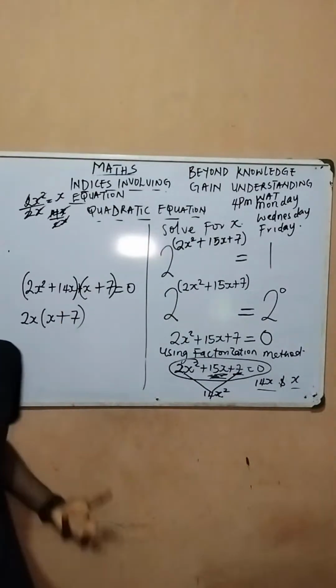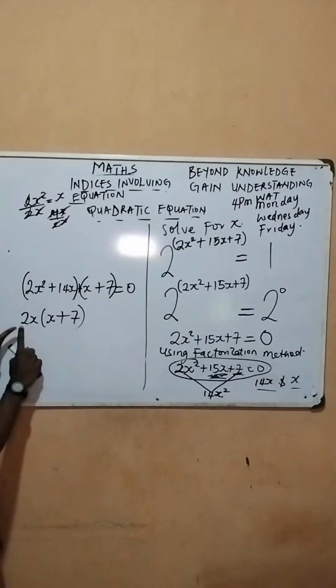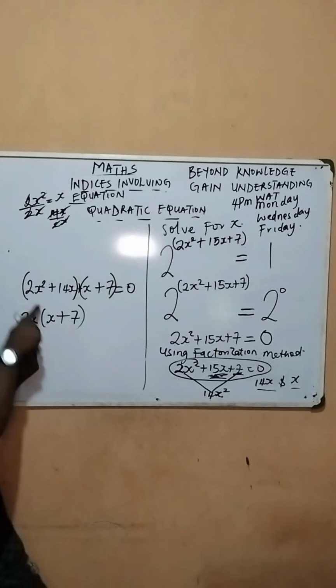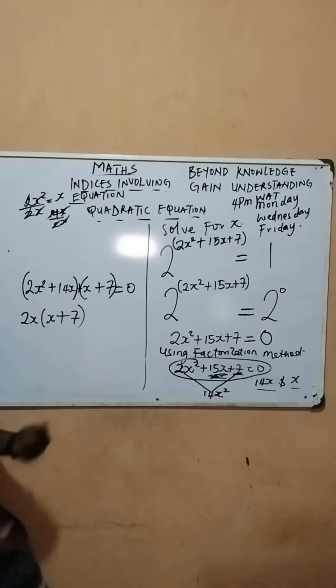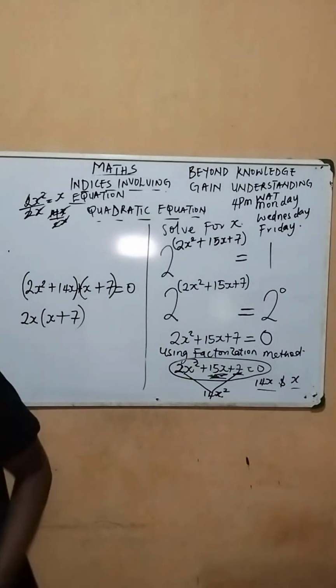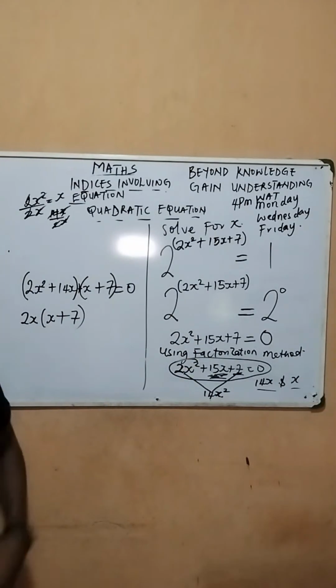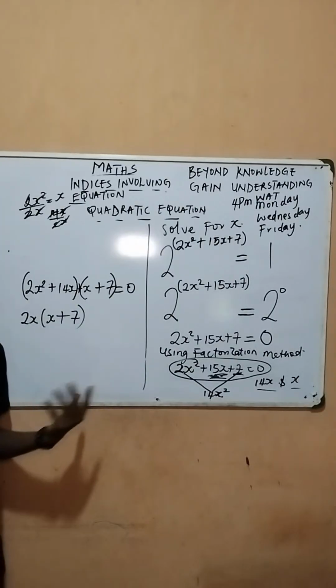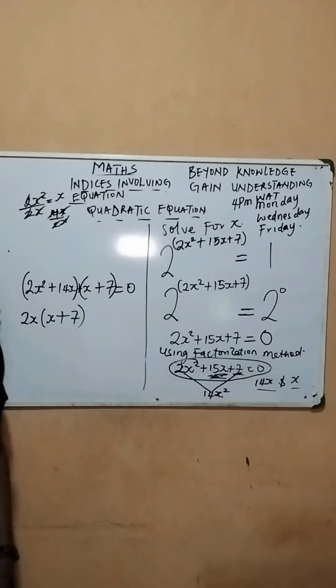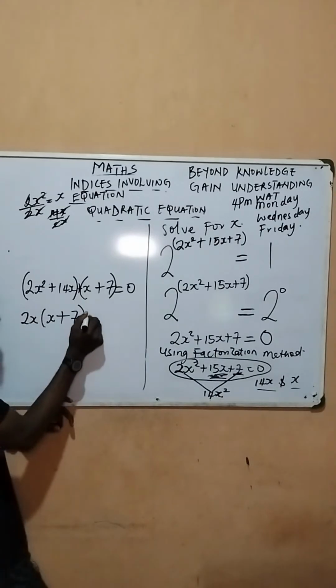So that you go ahead and multiply this back. 2x multiplies everything here. 2x times x will give you 2x squared. And then 2x multiplied by 7 will give you 14x. So we've not really done anything much here. We are just simplifying it. And this process is called factorization because it's the factorization method that we're using to solve. Okay? Then you have your plus sign.